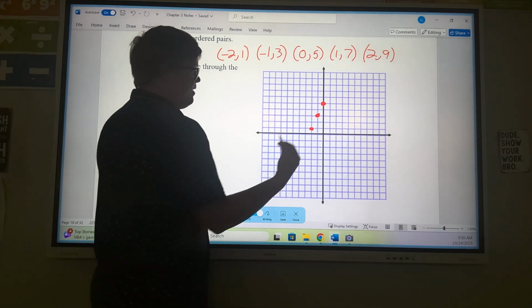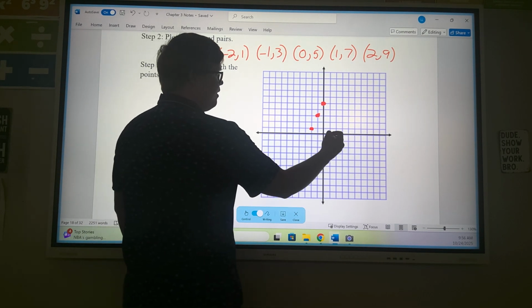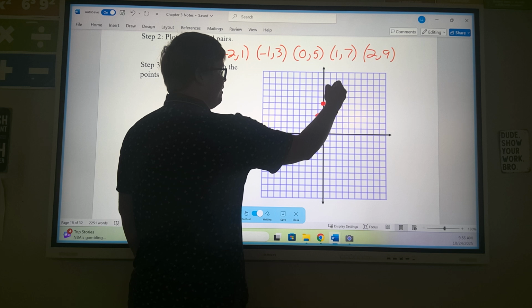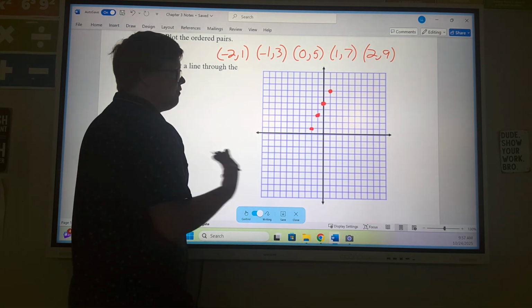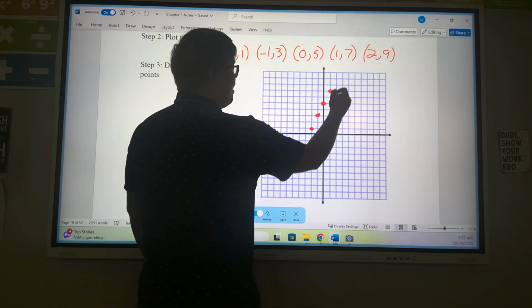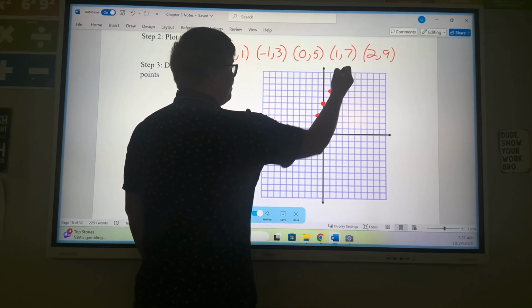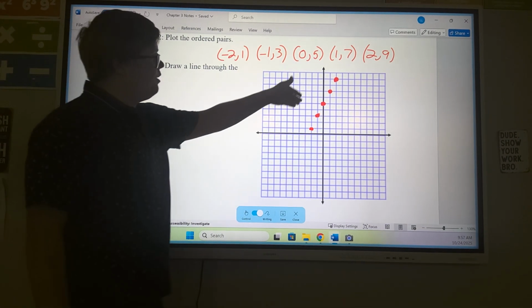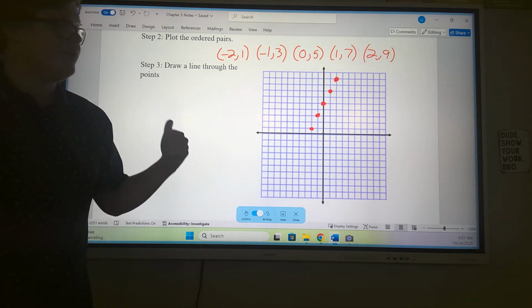Okay, our next point is 1, 7. That means we go right 1 and up 7. And for 2, 9, we go right 2 and up 9. Okay, we notice that all of our points are in a straight line. That means we are correct.